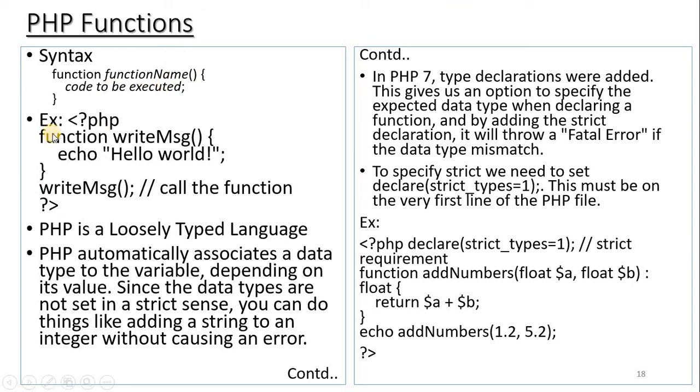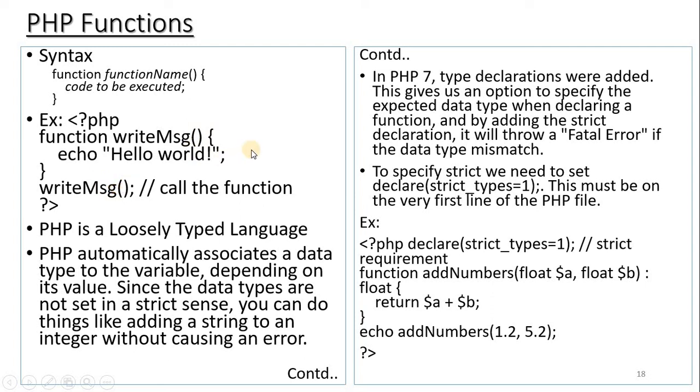So this is an example function writeMessage. So writeMessage is the function name, echo hello world. Okay, so after that I am calling this writeMessage function where hello world will be printed. This you call as a function call. So this is the function declaration and definition part, and this is the function call.